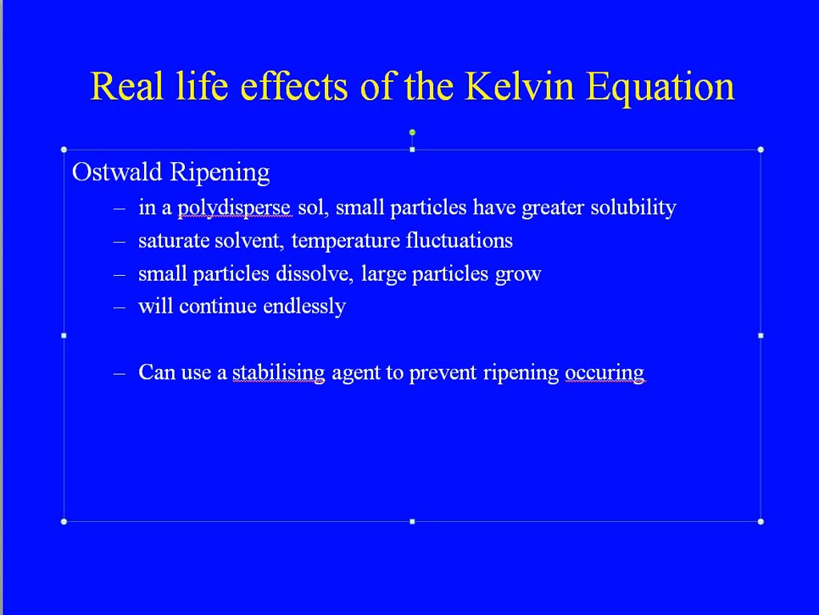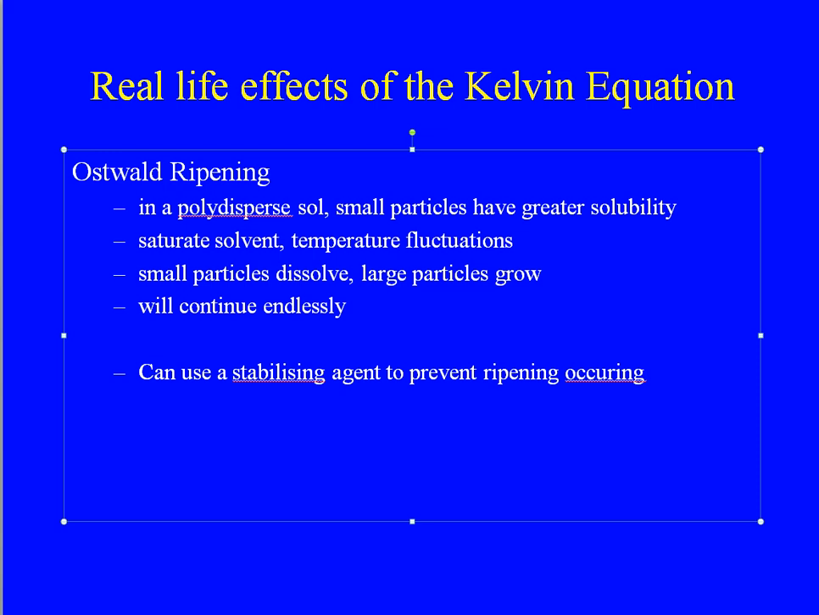So once the solvent is saturated with dissolved material, and then there's a temperature fluctuation: if the temperature increases slightly, that increases the solubility, and so there'll be more material dissolved. If the temperature decreases, then there'd be a decrease in solubility, and all of a sudden the solvent would be supersaturated with dissolved material.